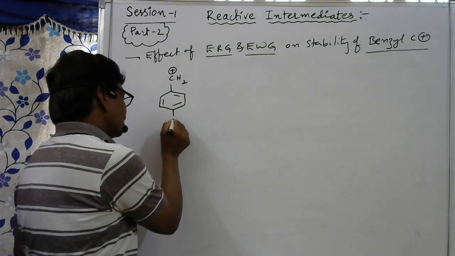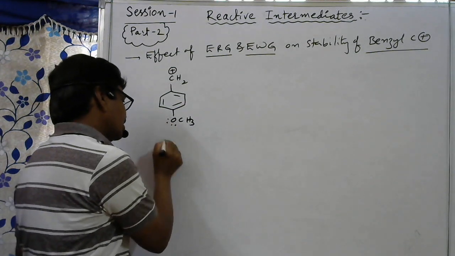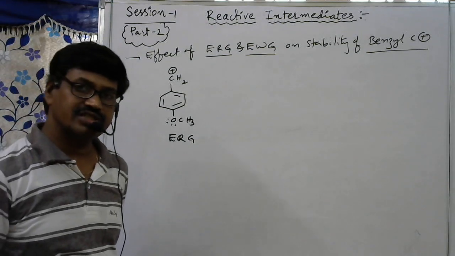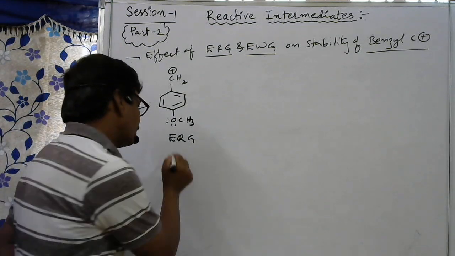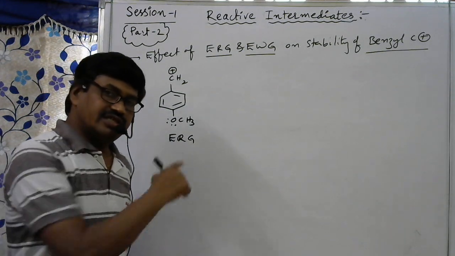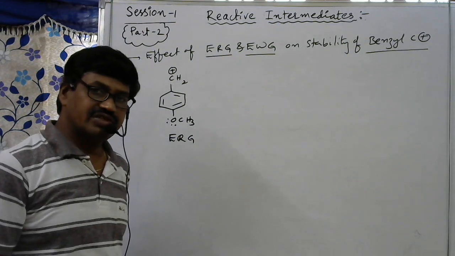If here the OCH3 group is like an electron releasing group, this is ERG. ERG means electron releasing group, through which effect? Resonance effect or mesomeric effect. How can we know this group is an electron releasing group? In previous sessions we have already discussed.